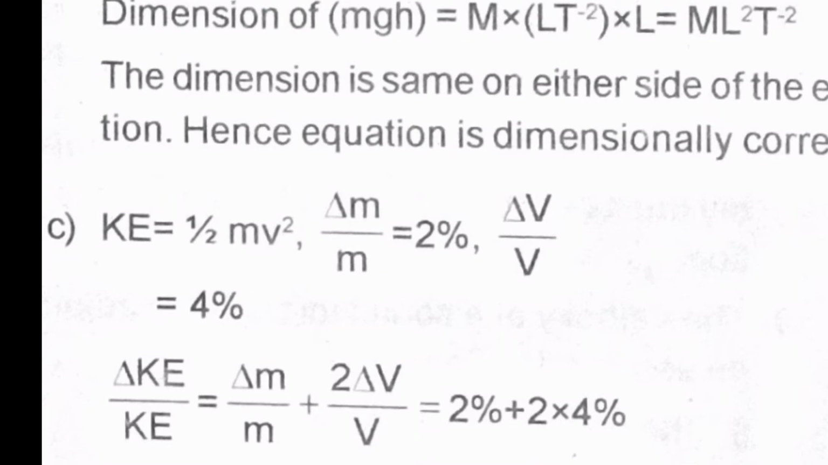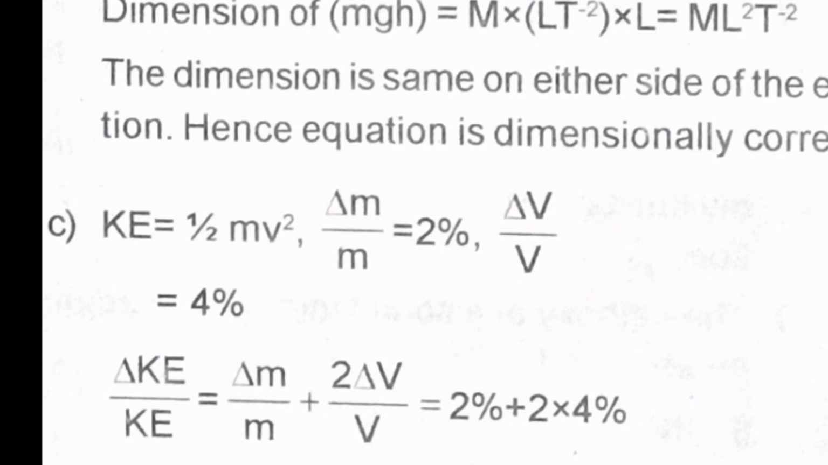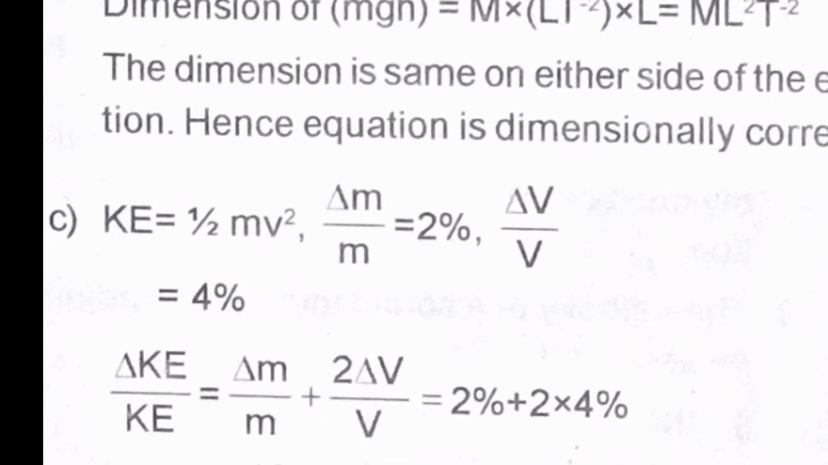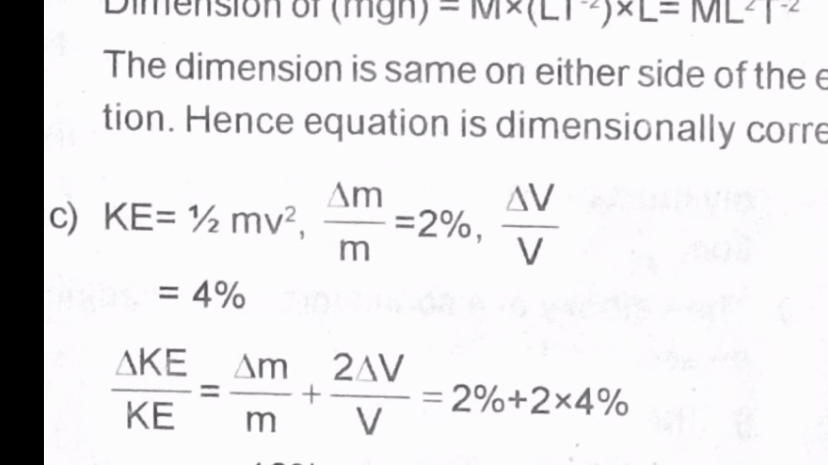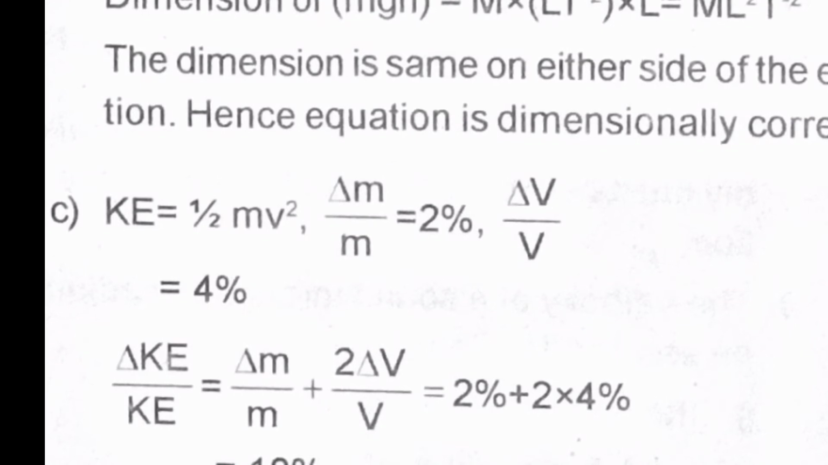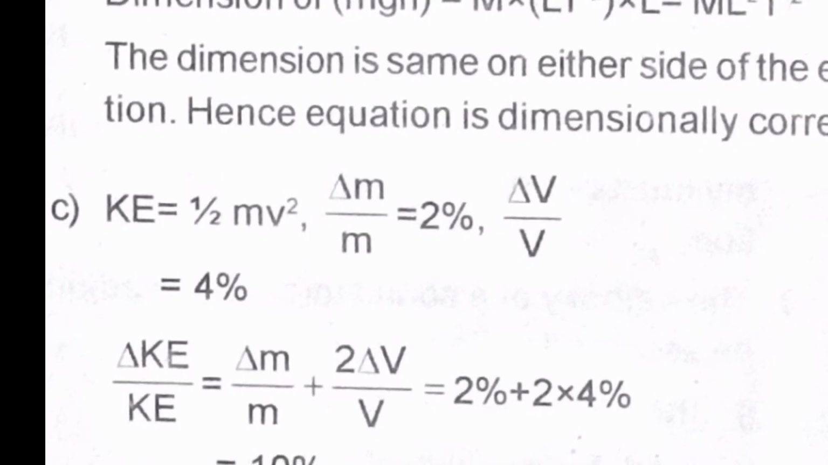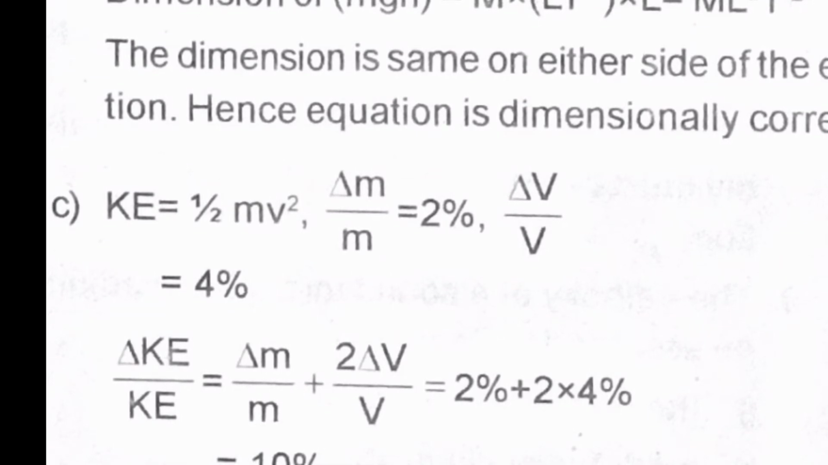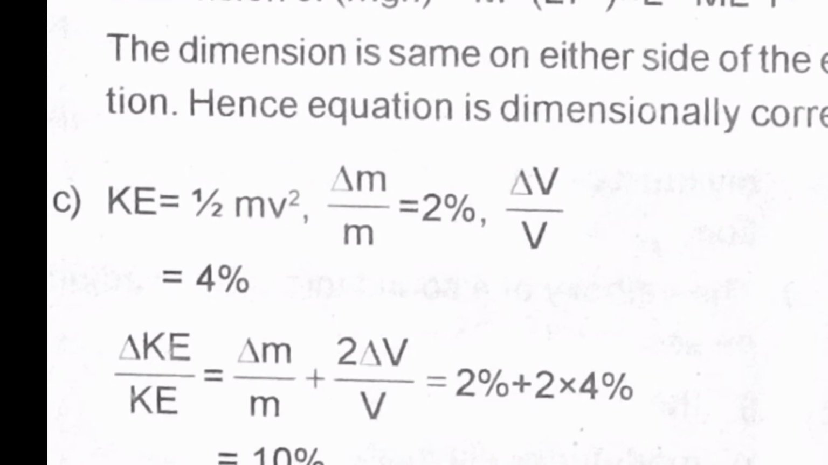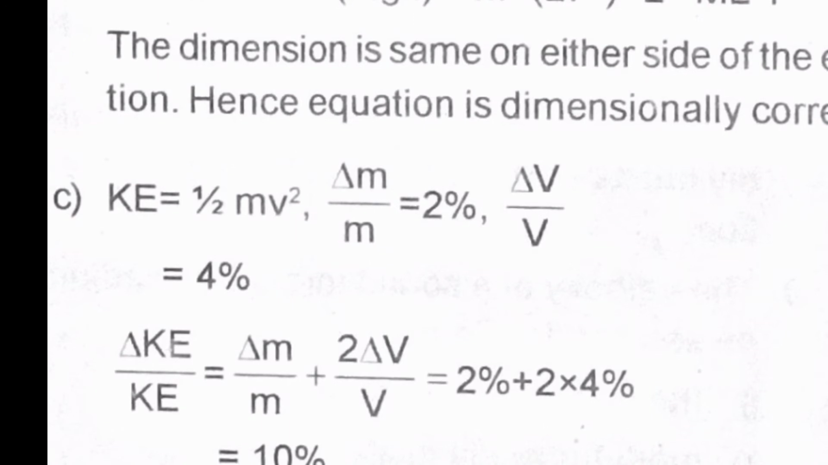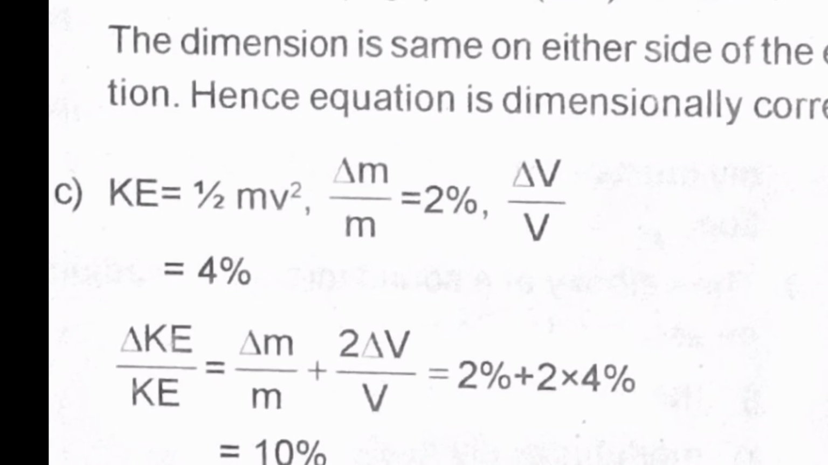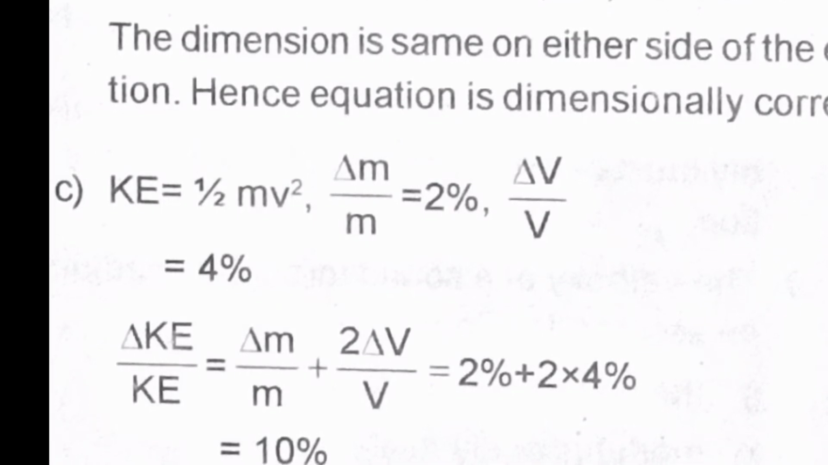Right. So what is the equation for finding kinetic energy? That is half mv square, isn't it? So how can we find the error? Kinetic energy is half mv square. Here half is a constant, right? Is there any dimension for half? No, there is no dimension for constants. So what about m? What is the error in m? That will be delta m by m. So we can write down that delta m by m is equal to 2% and delta v by v is equal to 4%. Now what will be the percentage error in kinetic energy?